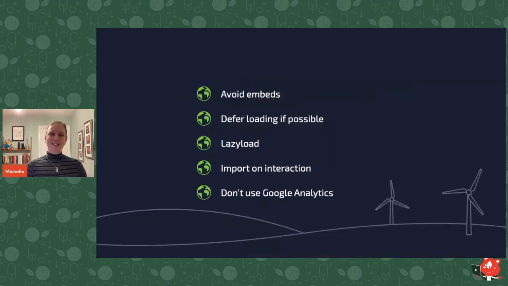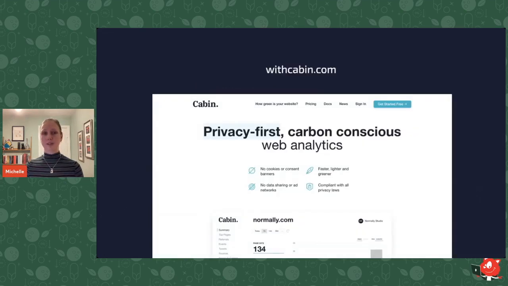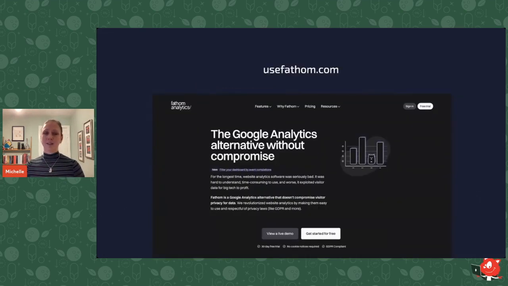Now, Google Analytics and Google Tag Manager are pretty bad for the performance and carbon footprint of your website. Plus, all that data has to be stored somewhere in data centers that consume electricity and water. So if you need analytics, consider a more lightweight alternative. And here are a couple. So there's Cabin and Fathom. And the great thing about using either of these is you also don't need to put a horrible cookie banner on your site too, which is also a win.